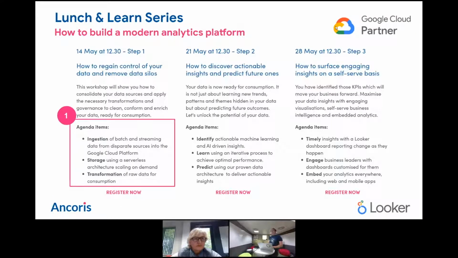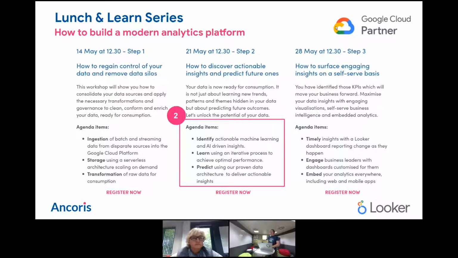So last session, this is a three-part series. Part one, we covered all about ingesting your data, storing it into Google BigQuery, so their hyperscale data warehouse. And then we looked at how you transform that data using DBT, Data Build Tool. If you didn't catch that one, you can go and stream it. It's on our website.